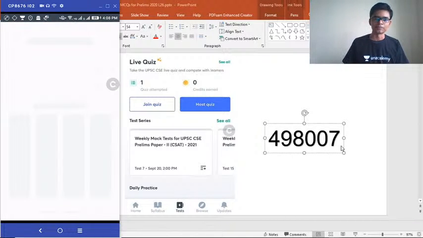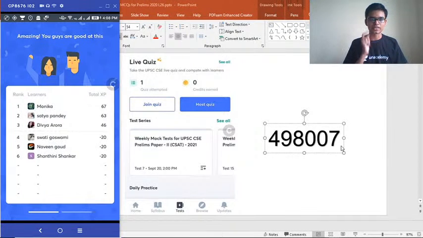Third question. Correct answer option C, 20% getting that. Very good.